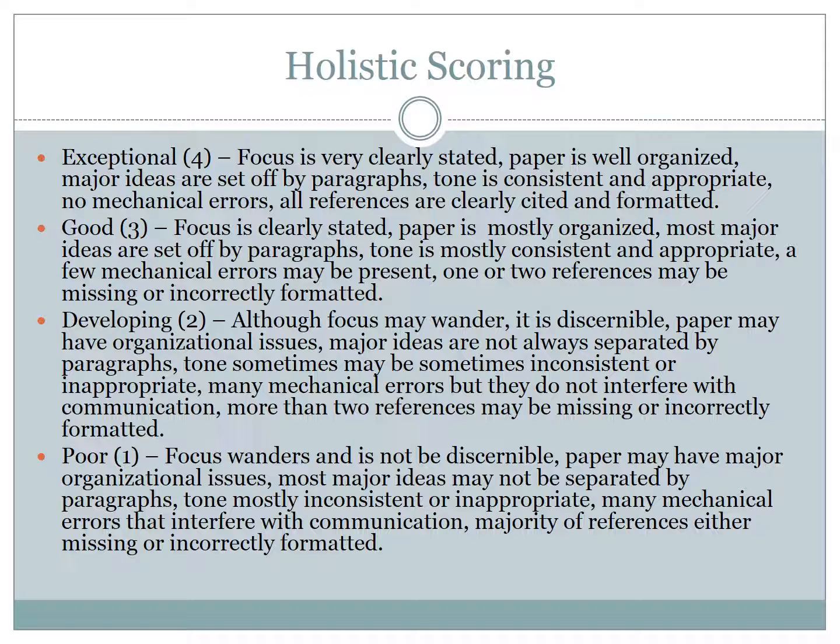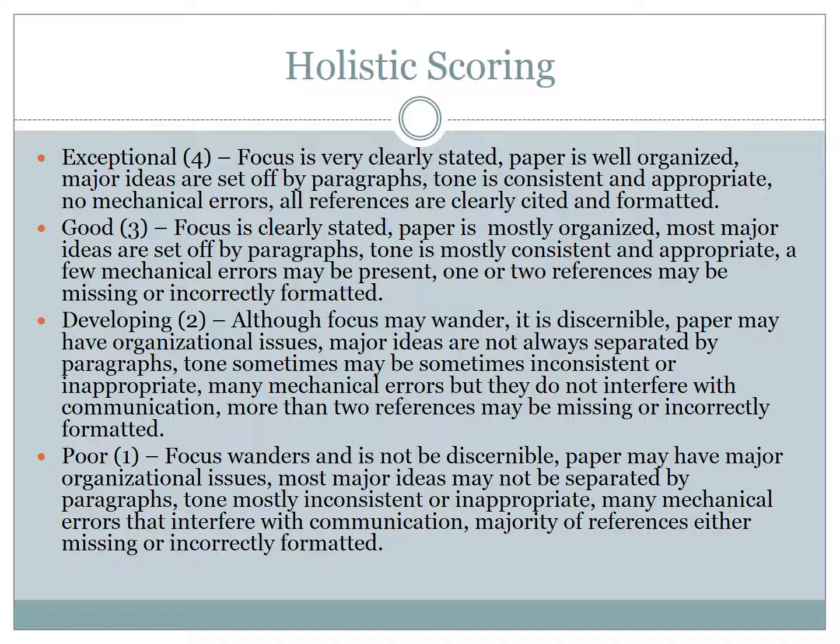The focus is clearly stated instead of very clearly stated. The paper is mostly organized. Maybe there's a little bit of organizational issue, maybe minor. Most major ideas are set off by paragraphs. The tone is mostly consistent and appropriate. A few mechanical errors may be present, and 1 or 2 references may be missing or incorrectly formatted. So if you get a sense that the paper has most of these characteristics, you might give it a 3. Notice the difference between the 3 and the 4. Words like mostly and most are in the good, whereas all or consistently are in the exceptional.